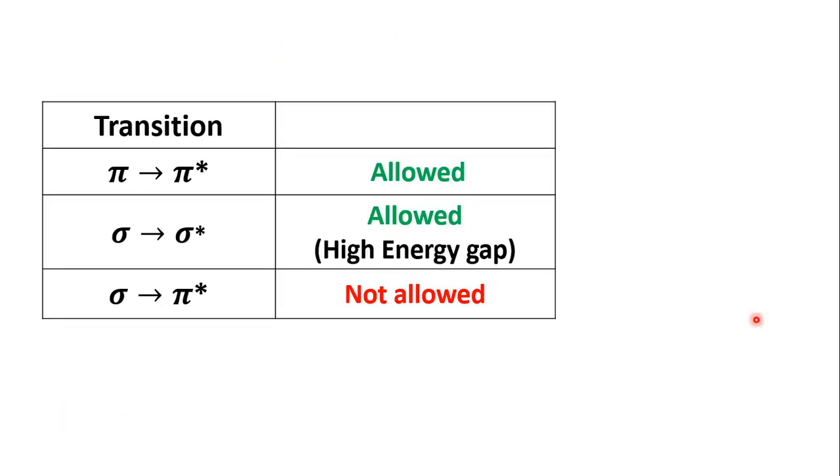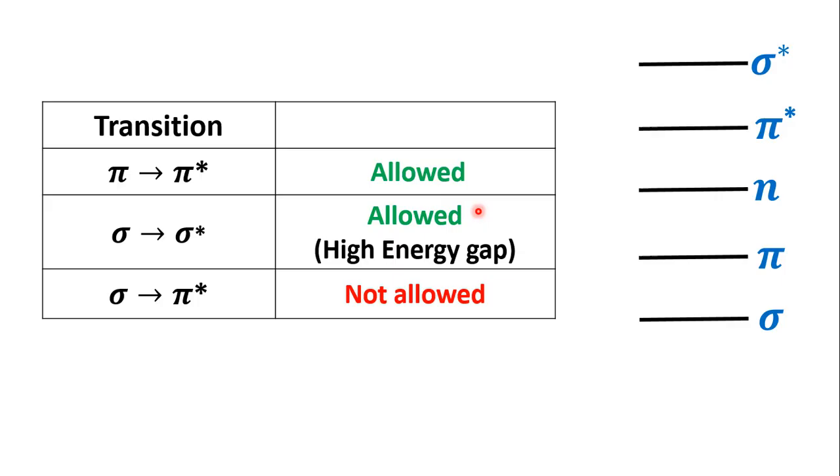If we summarize all the results we have, we find that the pi to pi star transition is allowed. The sigma to sigma star transition is also allowed. But the energy gap is very high. We find the sigma here, and the sigma star here. The energy gap is very large and so this will not happen normally. The sigma to pi star transition is not allowed. So the predominant transition will be pi to pi star.